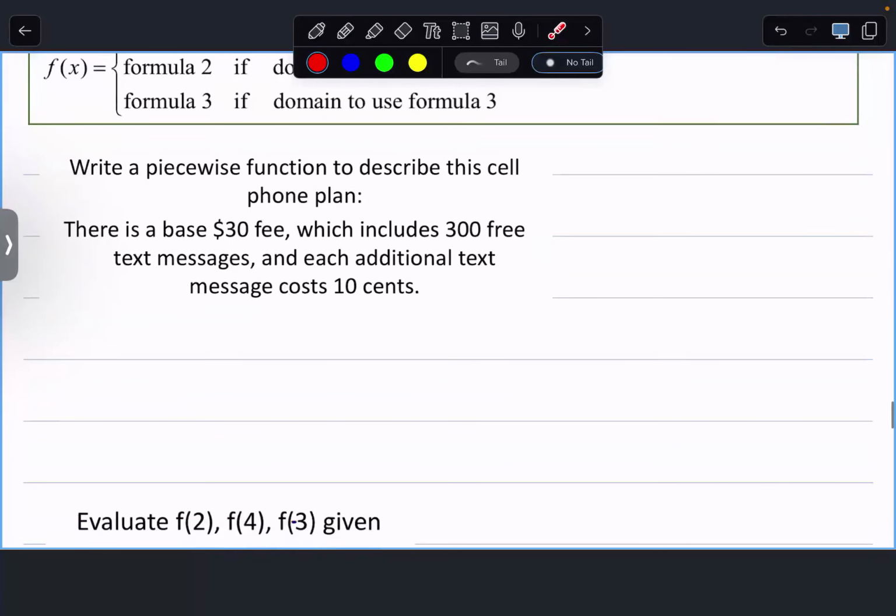For example, if we want to write a piecewise function to describe the cell phone plan, so just right off the bat, regardless of whether you use your phone or not, you're paying $30, right? A base fee of $30. Okay. And then that includes 300 free text messages, and then each additional text message costs 10 cents.